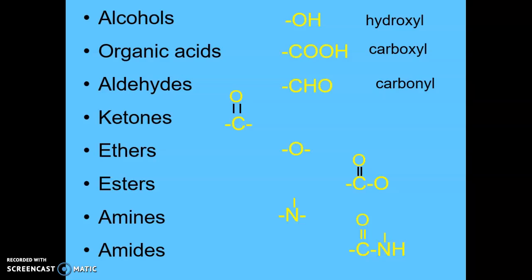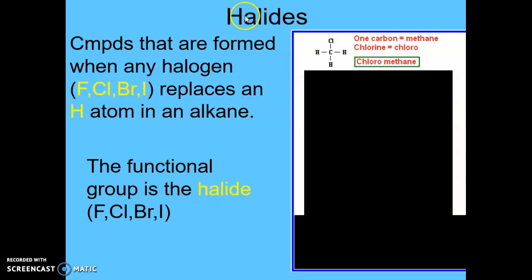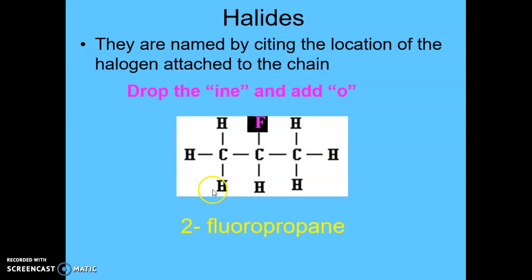In the introduction to organic compounds, we have seen that we have different organic compounds. Now we are going to see every one of them one at a time. Halides are those compounds in which a halogen replaces an atom of hydrogen in an alkane. The functional group is the halide.